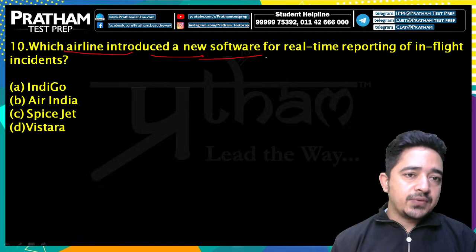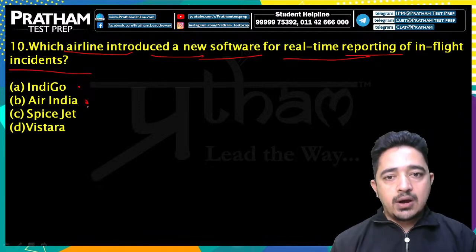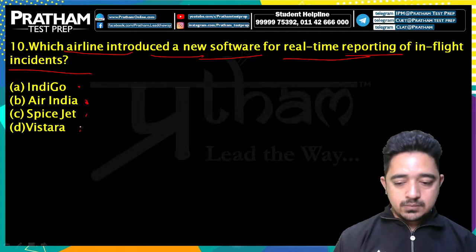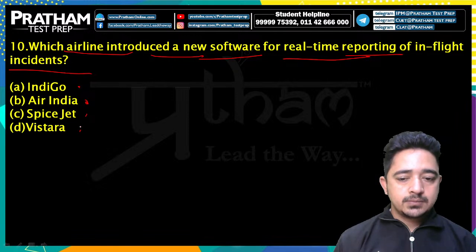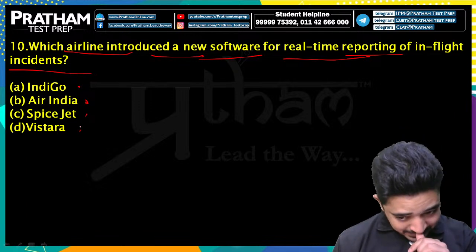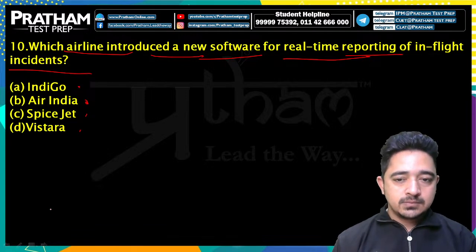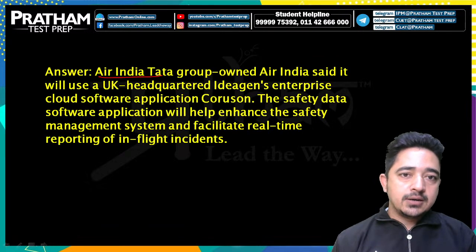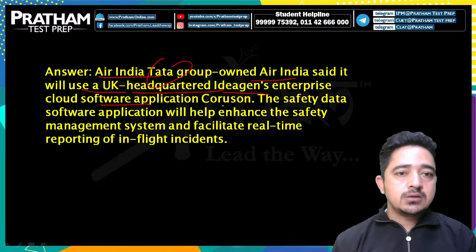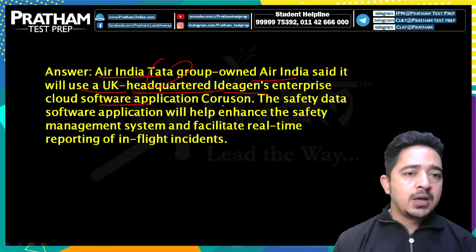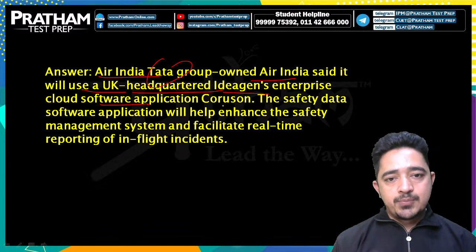Which airline introduced new software for real-time reporting on flight incidents? IndiGo, Air India, SpiceJet, or Vistara. So the answer is Air India. The Tata Group owned Air India said it will use Indian enterprise cloud software applications. The Crewsan and safety data software application will help enhance the safety management system and facilitate real-time reporting on flight incidents.